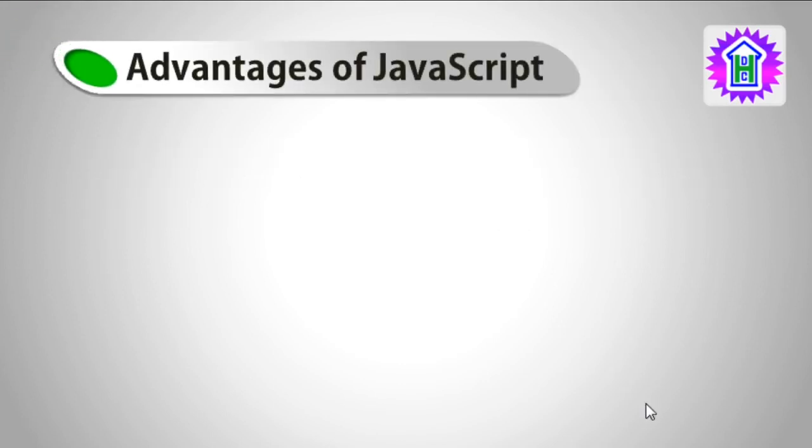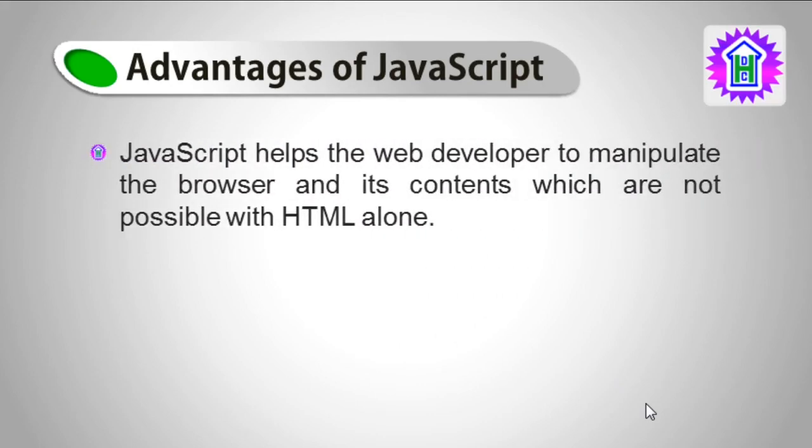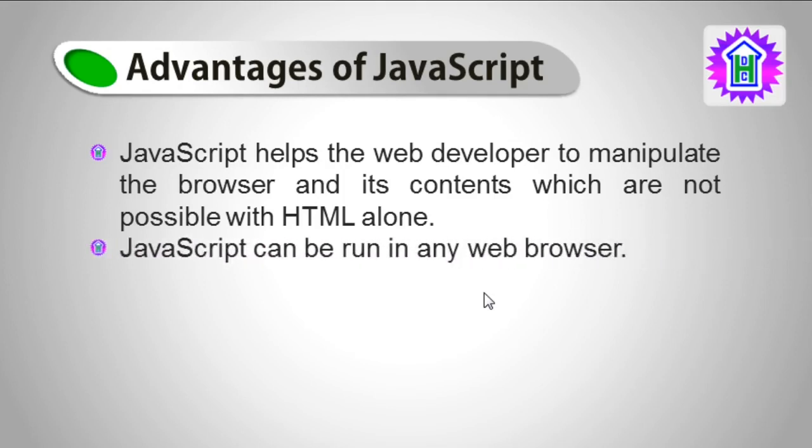Advantages of JavaScript as a programming language. You must know JavaScript is a client-side programming language. So it performs client-side validation and every client-side activity for a web page. JavaScript helps the web developer to manipulate the browser and its contents, which is not possible with HTML alone. JavaScript can be run in any browser. As JavaScript is the language of the web, it is supported by every web browser.